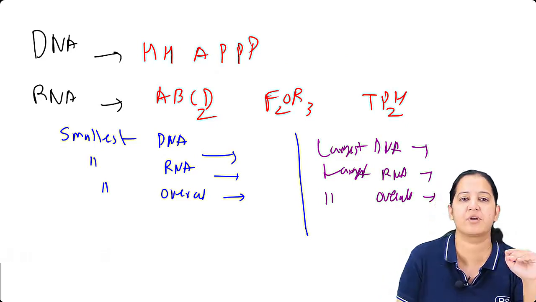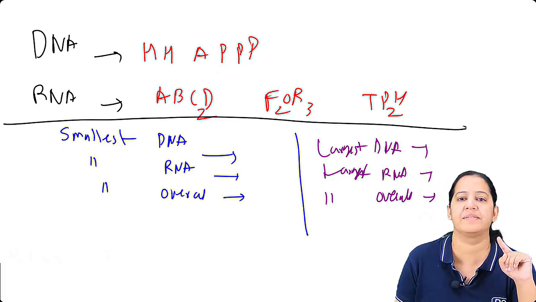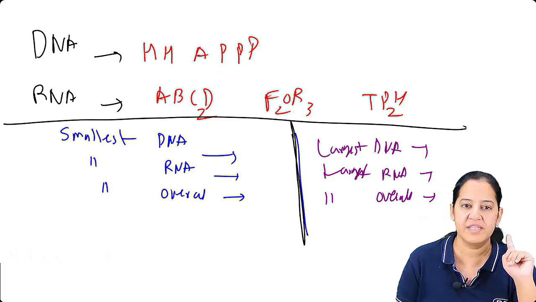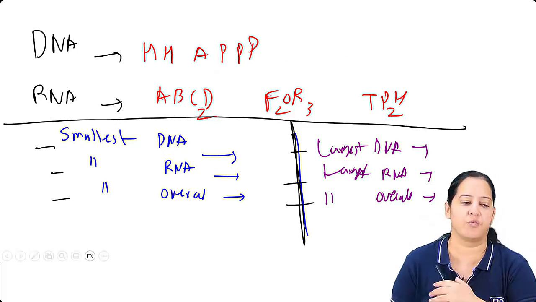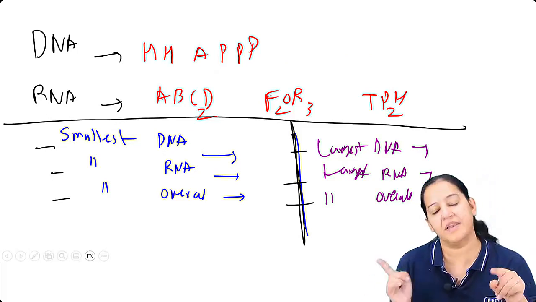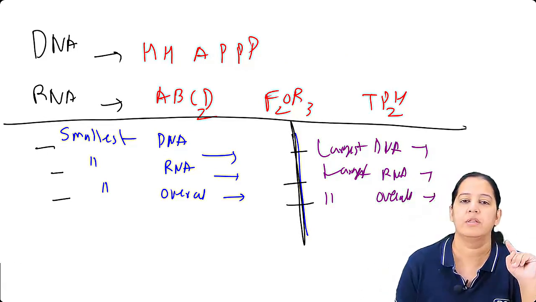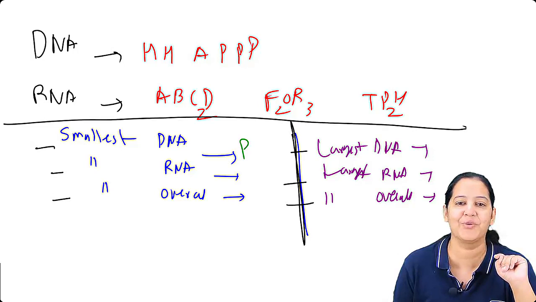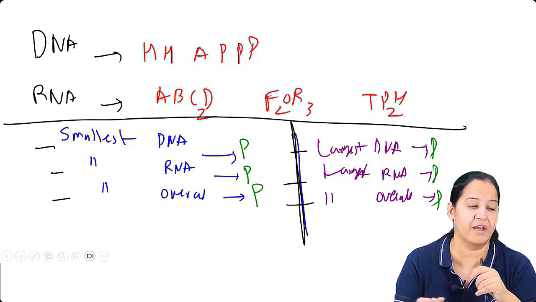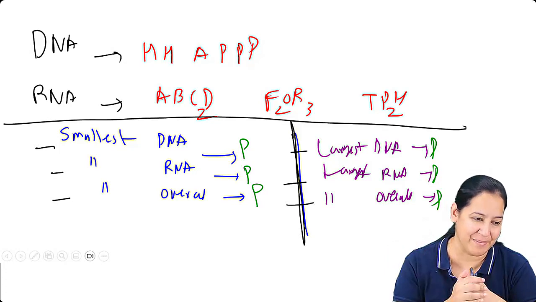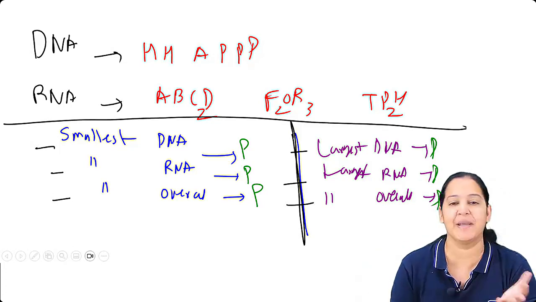You got my 6th question. First, have a look at my 6th question. Smallest DNA, smallest RNA, smallest overall. Largest DNA, largest RNA, largest overall. You got my point. Let me give you a clue. Very good clue. They all are P. I told you, don't underestimate. No real confusion, a real confusion between the Ps. This is a clue or a confusion, whatever you say. Let me help you by explaining.